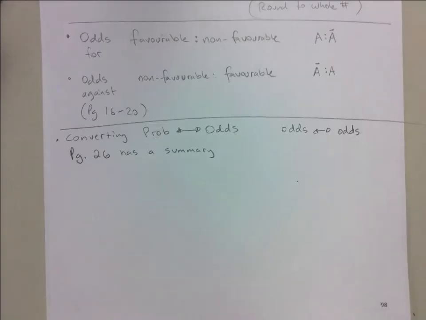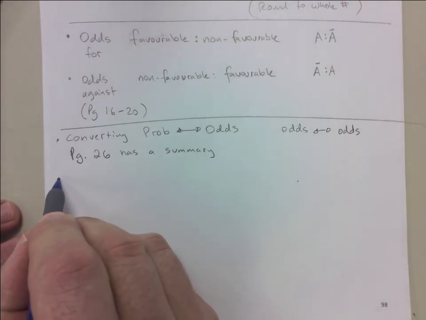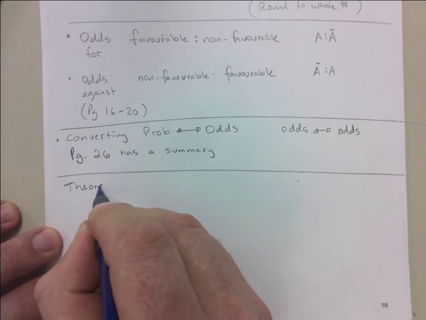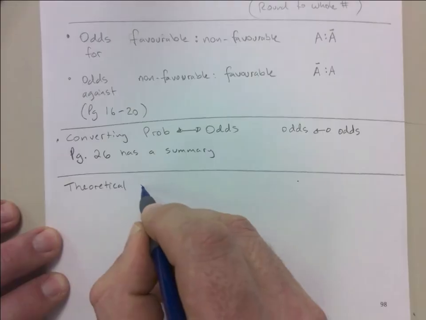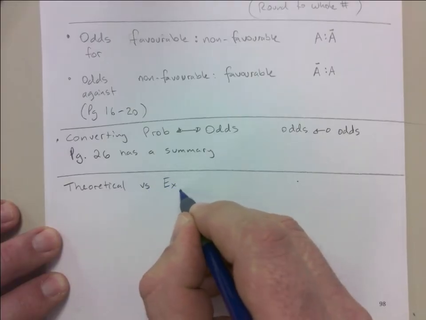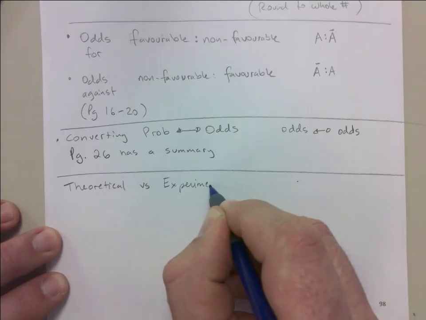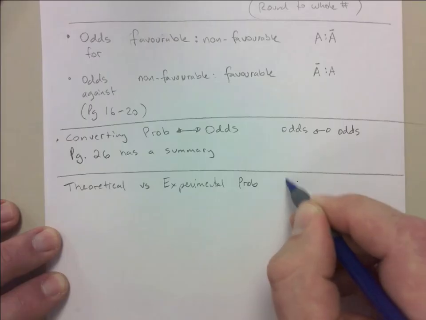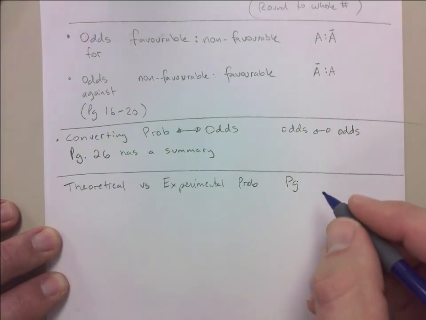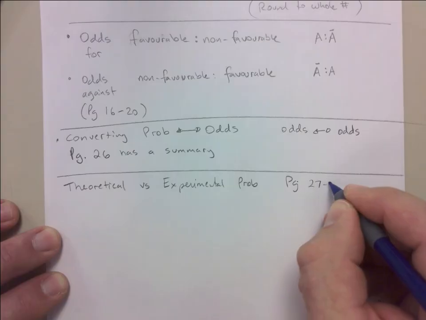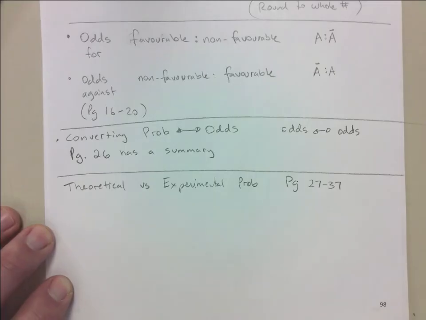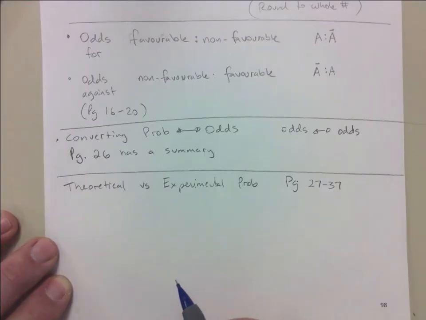Another concept is theoretical versus experimental probability. This is on pages 27 to 37, if you want to work through those. And if you go through Google Classroom, all the keys have been posted at one point.